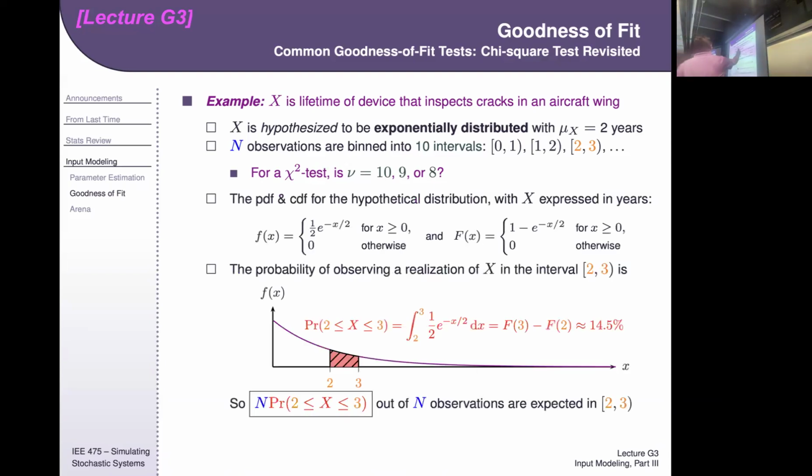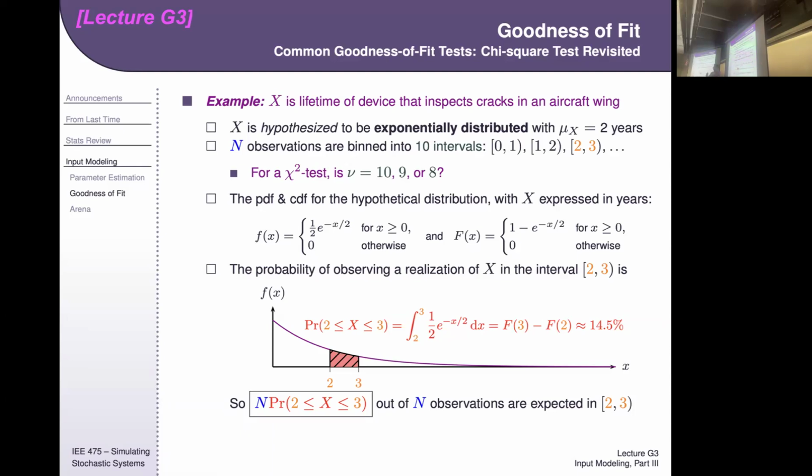Okay. So that's just kind of showing this here. If I say I want the interval to go from 2 to 3, then I am going to look up the CDF for an exponential, evaluate it at 3 and at 2. It gets about 14.5%. I'm going to multiply that by my n observations. And so that will give me the expected number of observations in this interval. And I would do that for all 10 of my intervals.